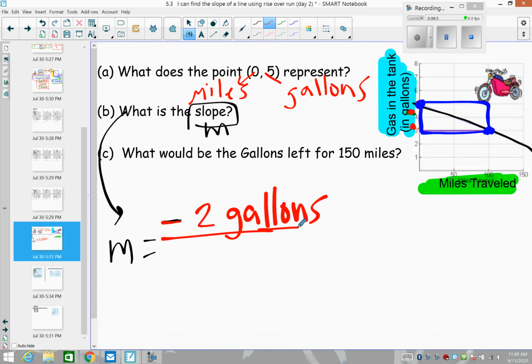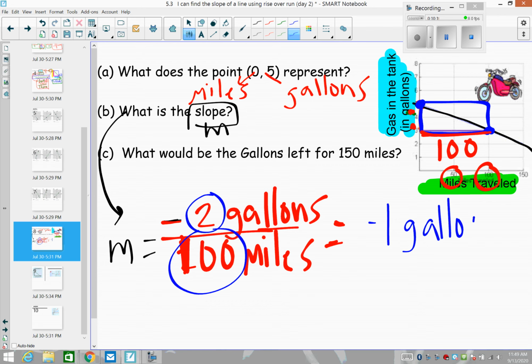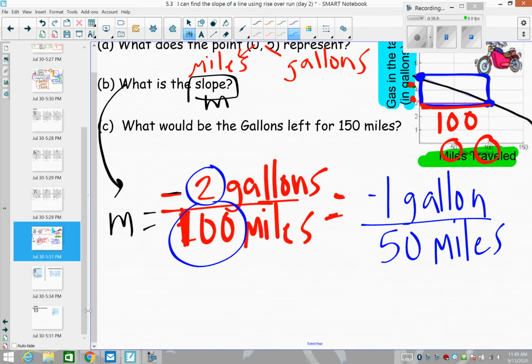Now be very careful on this run here, because it's really going by 50, 100 miles. So we lose 2 gallons every 100 miles, because that's what the scale says. If we put this in lowest terms, we divide this by 2 and that by 2, we'd end up that we're losing 1 gallon of gas every 50 miles we travel. So that's how we would read the graph.